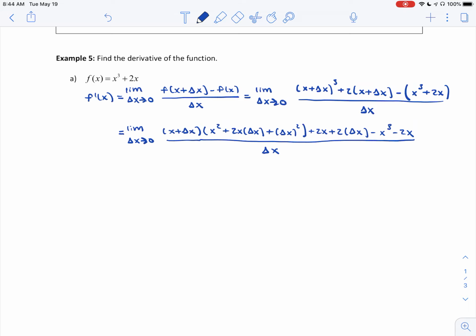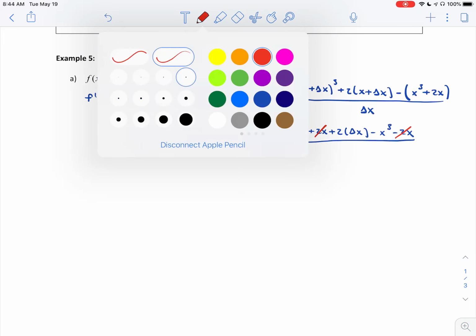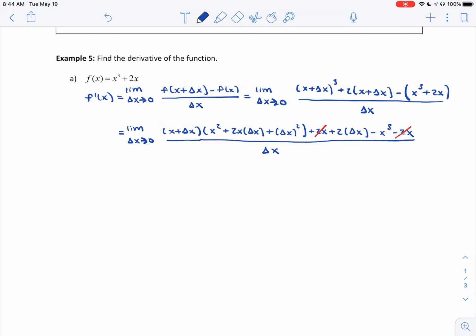That's still all over delta x. All right. Still a lot of simplifying to do, but right off the bat here I see we have a 2x and a negative 2x, so I'm just going to get those out of the way so I don't have to keep carrying them down with me.